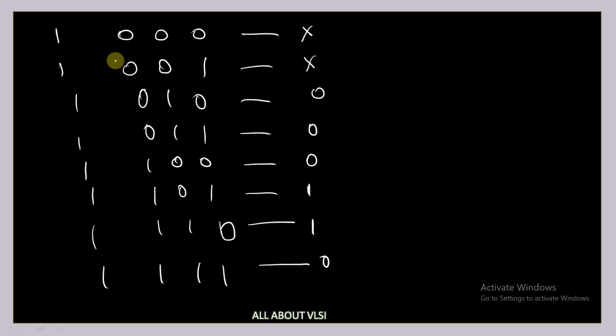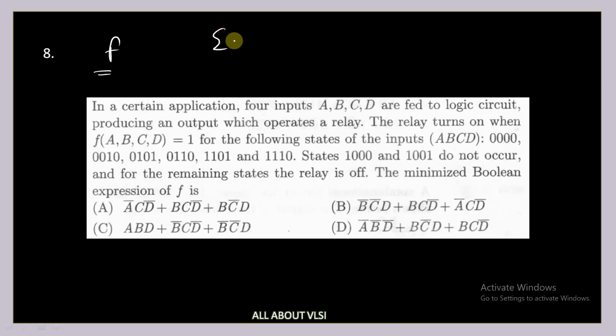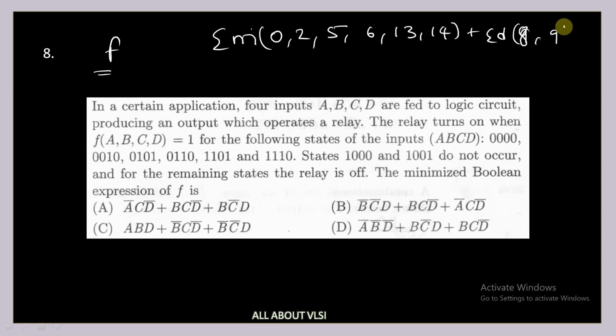Now what are all the min terms I have? So min terms are simply sigma m. I'll write down here the min terms which I can write directly from the question itself. The min terms are 0, 2, 5, 6, 13, and 14, plus don't cares of 8 and 9. So these are my min terms and these are my don't cares.